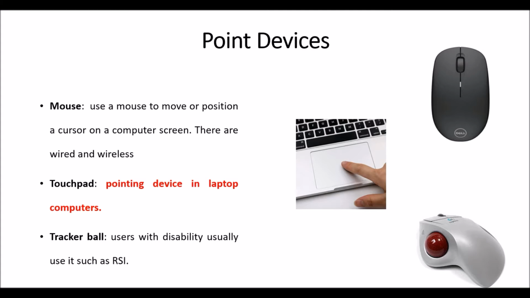Then tracker bar, users with disabilities use it. Whoever has RSI or whatsoever, they use tracker bar. There is no need of moving the mouse here and there. It's only the ball. As you can see here, just only this ball needs to be moving to control the cursor on the screen.